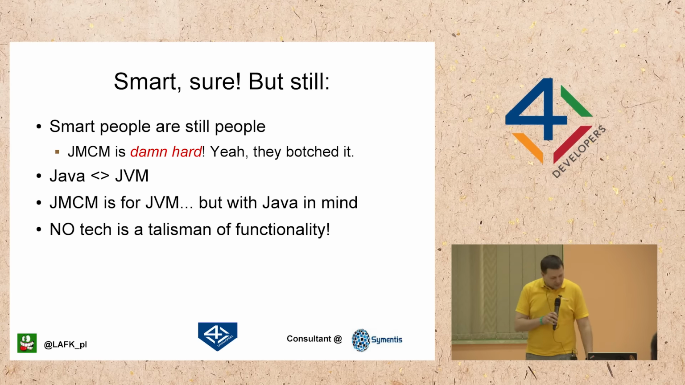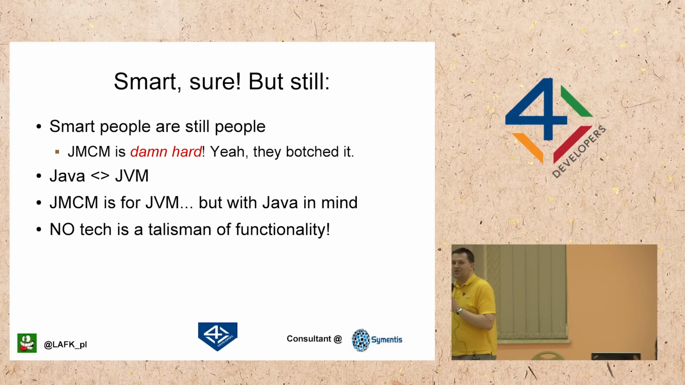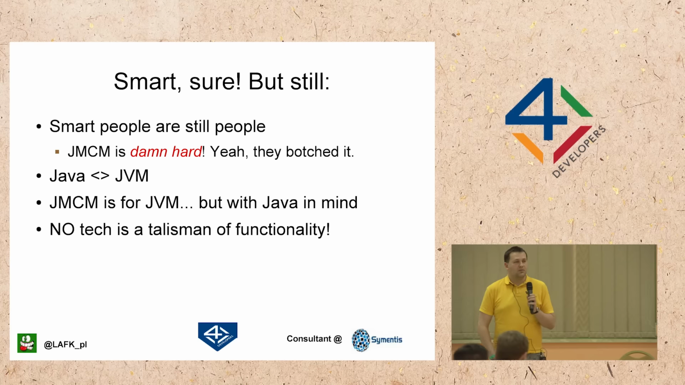So, the JVM isn't different. It will not do things magically. There is hard work behind it, and there are people behind it, and people screw up. Smart people screw up smartly, but they still screw up. Besides, memory models are damn hard. And yeah, people from Java pretty much botched it.